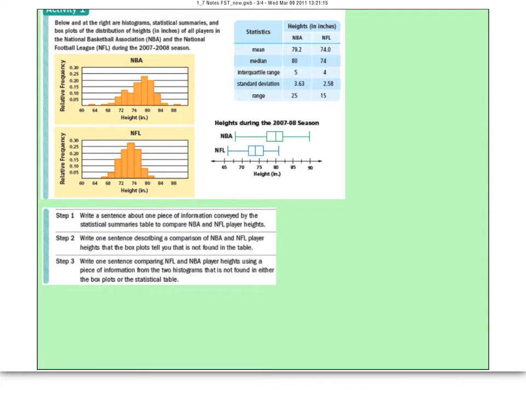Step 1, 2, and 3 here are going to highlight the 3 different components to write about. Step 1 wants us to look at the statistical summaries. Step 2 would say look at the box plots. And then step 3 is going to have us look at the histograms. So let's actually start with the histograms. Again, when you compare and contrast, compare means find something they have in common, contrast is something different. When you look at histograms, highlight the shape in particular. So I'm going to look at the histograms and say that the shape of the distribution of the heights for the NFL is somewhat symmetric, whereas the NBA might be a little more skewed to the left.